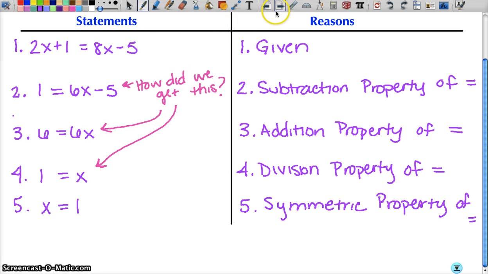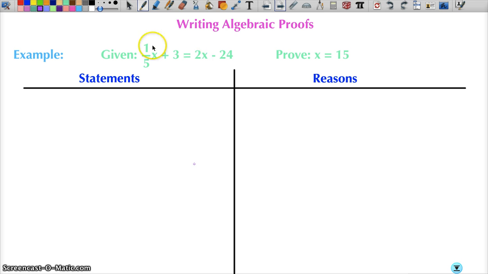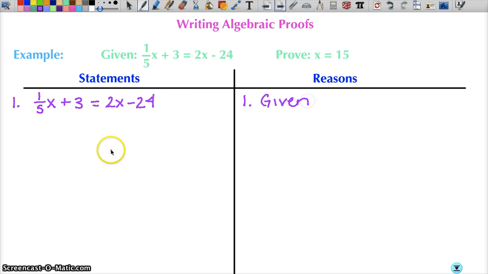Okay, so let's just do one more. The reason I'm introducing this one is because of the fraction, and you kind of freak out about it, but I have a really easy way to get rid of those fractions. Same as in the last one, we start with our given: 1/5 x plus 3 equals 2x minus 24. And our reason is it's given. Okay, so let's get rid of this fraction and all this craziness.